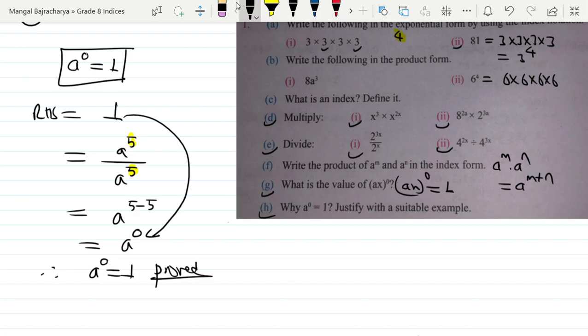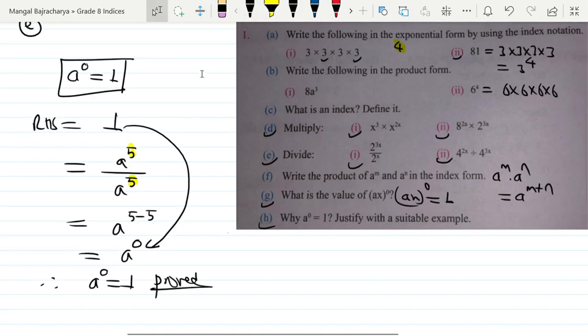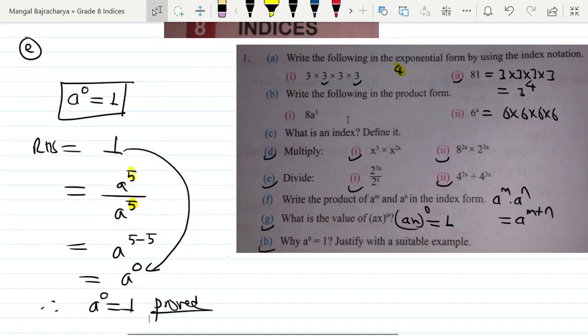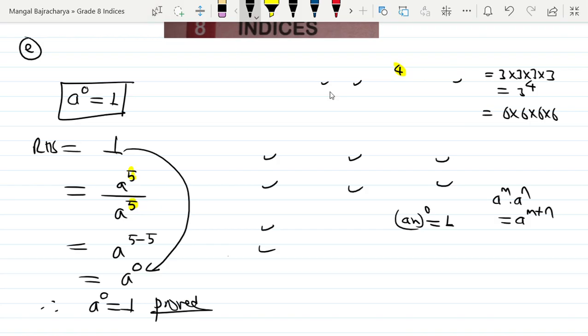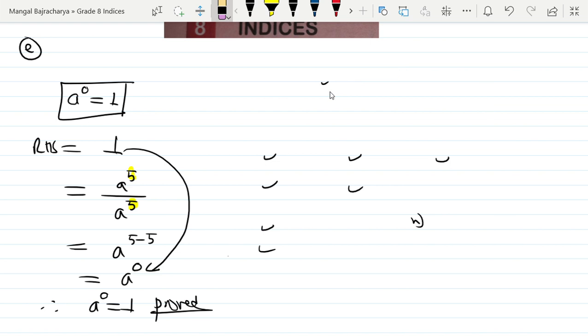Okay, so I'm done with letting you understand number 1, and I go with number 2, and for that I erase this. So number 1 is done. Now we're going with number 2.